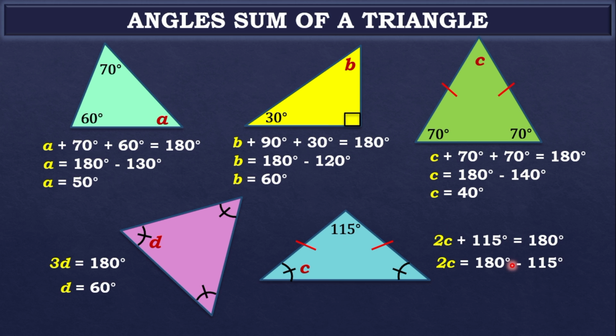So, 2C is equal to 180 minus 115, that is 65. So, divide both sides by 2. So, 65 divided by 2, your C is 32.5 degrees. So, ibig sabihin, 32.5 to, 32.5 rin ito.